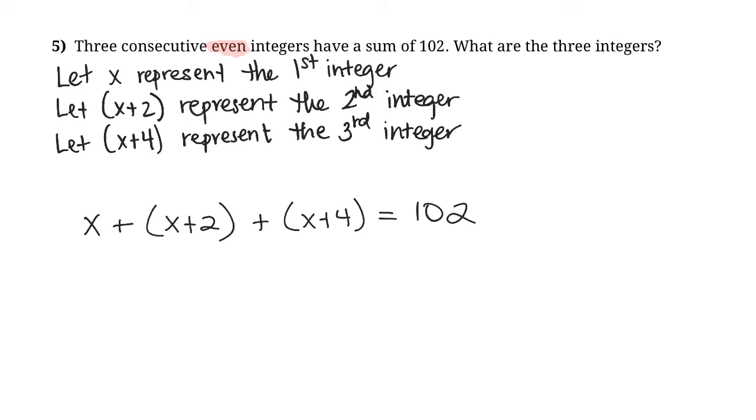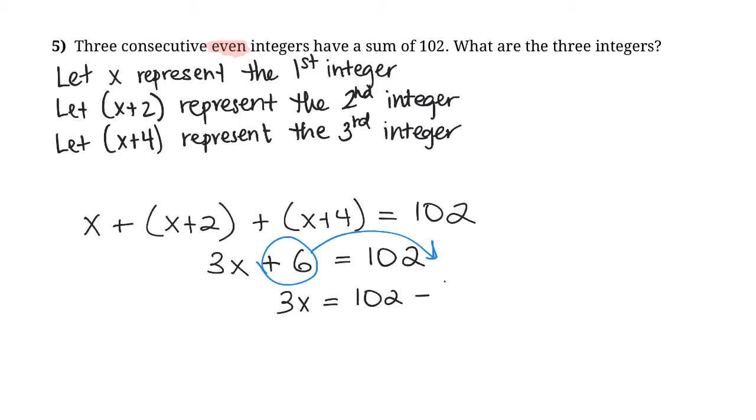So I'm going to go ahead and collect like terms. I'm going to add all my x's together. That's going to give me 3x. And I'm going to add my plain numbers together, 2 plus 4. That's going to give me 6, which is all equal to 102. Okay, we're going to move this plain number over. That's going to leave us with 3x equals 102 minus 6.